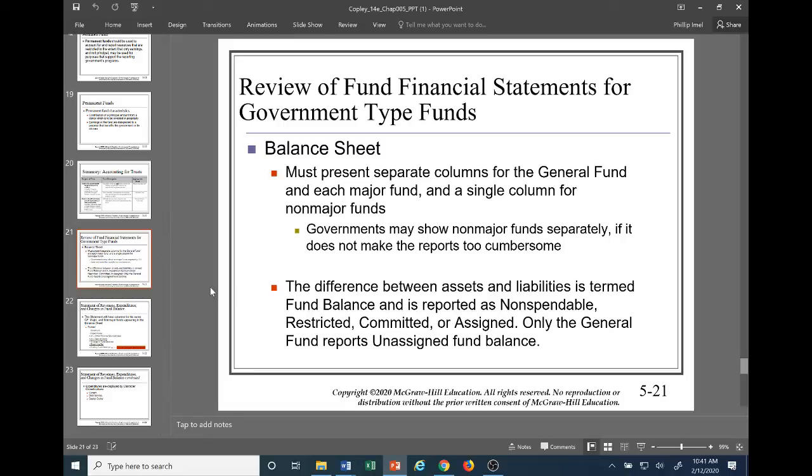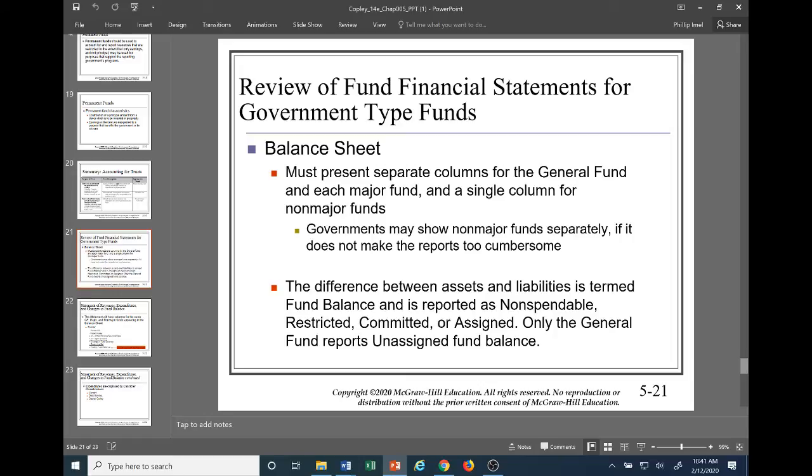Governments may show non-major funds separately if it does not make the reports too cumbersome. So if they choose to break out the non-majors and give them their own column, then they can do so if it's not too cumbersome. Main thing is the general fund is always major, and then the other major funds are presented. We'll get into some examples again later, probably Monday, looking at some financial statements. The difference between assets and liabilities is termed fund balance.